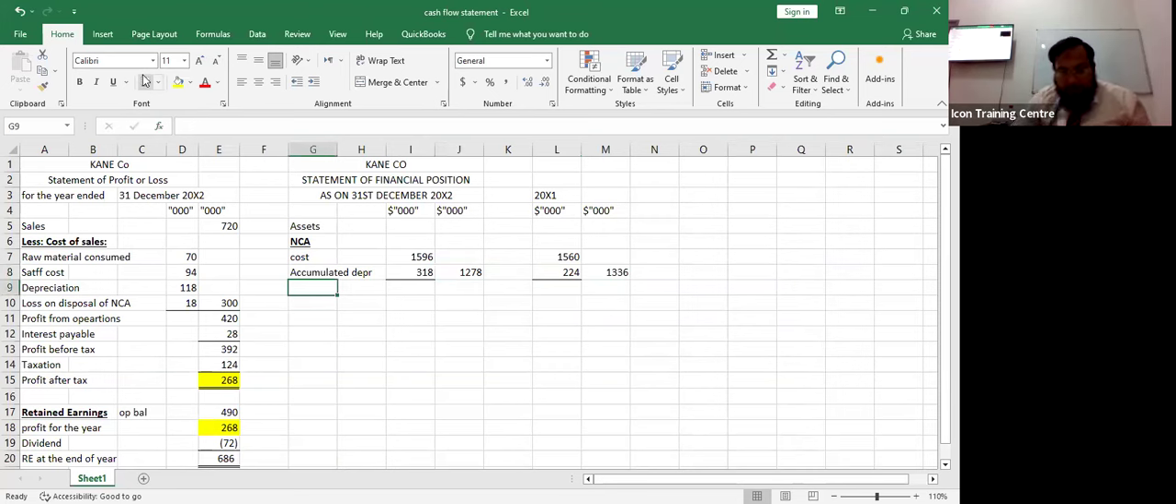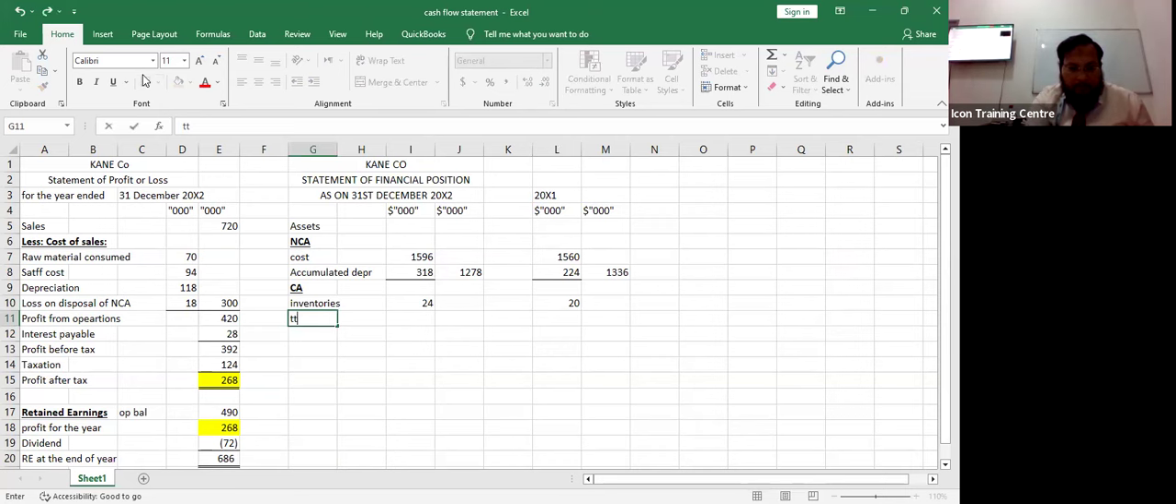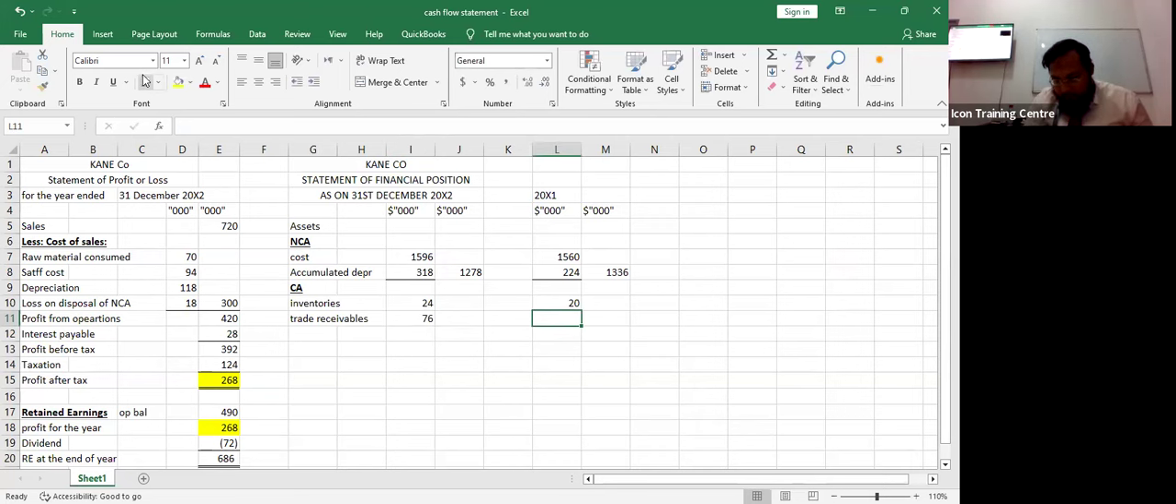Then we have current assets, right? Yes, CA. Okay, inventories: 24. And how much in the previous year? 20. Then we have trade receivables: 76. Then we have, how much?